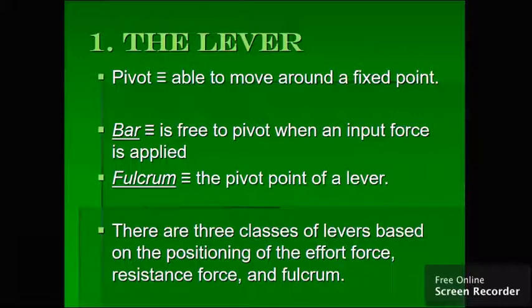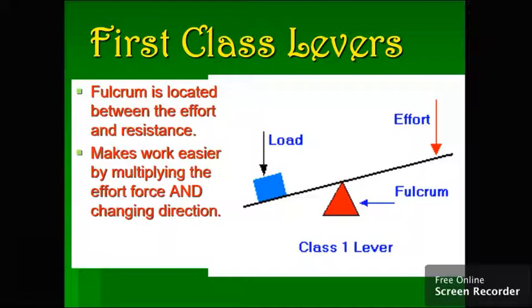So the bar is the part that's free to pivot when an input force is applied, and the fulcrum is the pivot point of the lever. So then we're going on to the classes, three types of levers. The first class lever is what a class of first graders would call a seesaw, and that's fine. So there's the picture. You've got the fulcrum, which is the point that doesn't move up or down. You've got a load on one side and the effort on the other side.